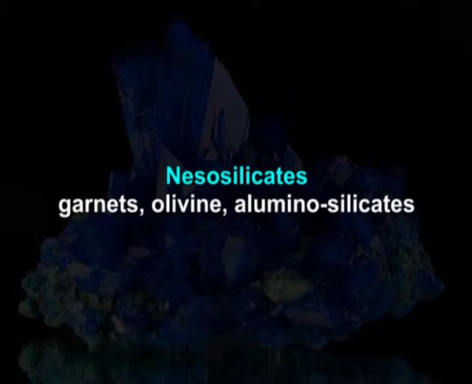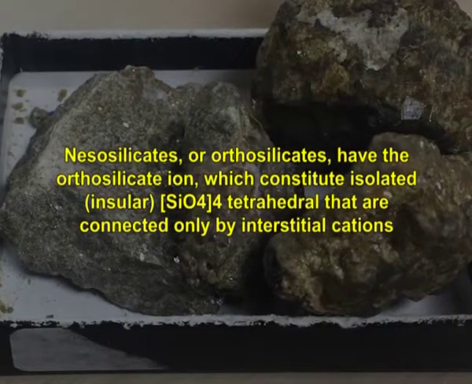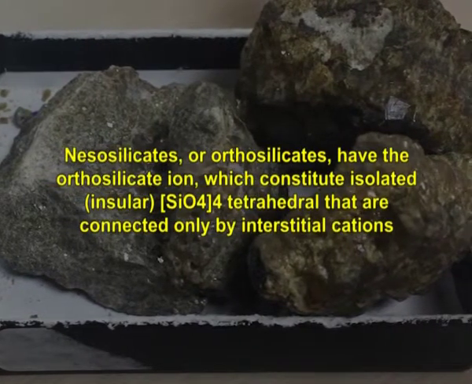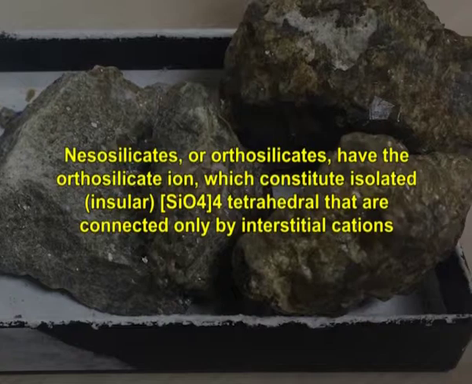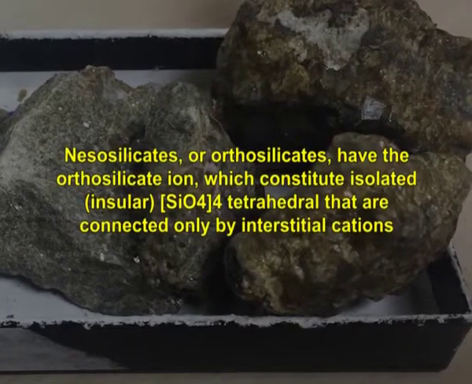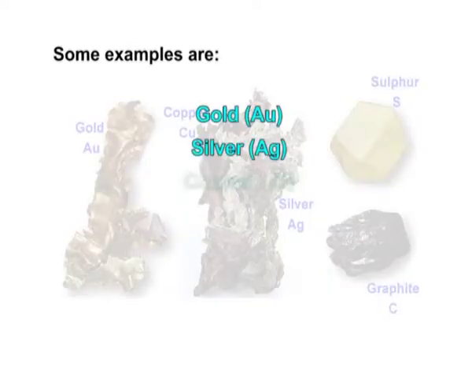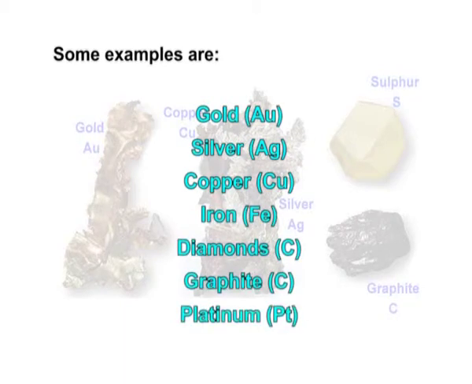Nesosilicates like garnets, olivine, aluminosilicates. Nesosilicates, or orthosilicates, have the orthosilicate ion, which constitutes isolated, insular SiO4 tetrahedra that are connected only by interstitial cations. Native elements. Native elements are minerals that are composed of a single element. Some examples are gold, silver, copper, iron, diamonds, graphite and platinum.